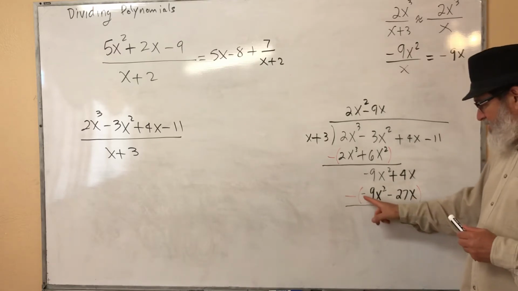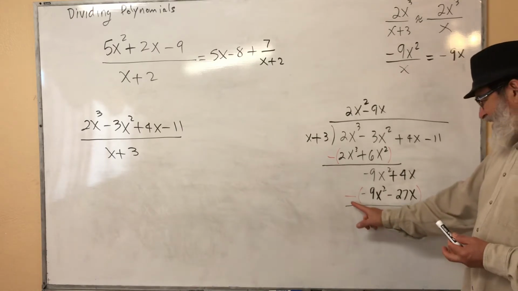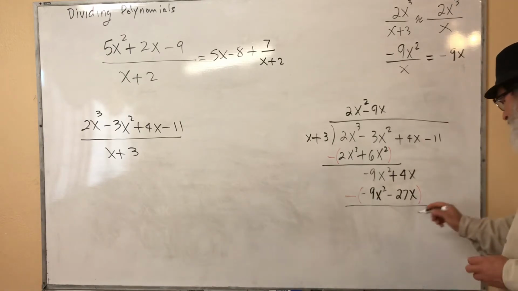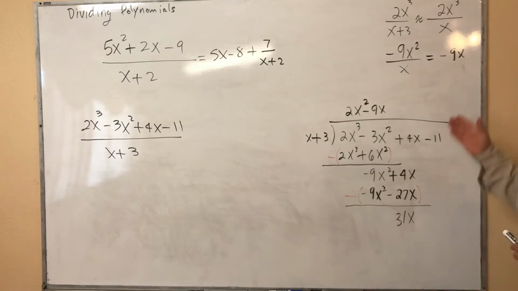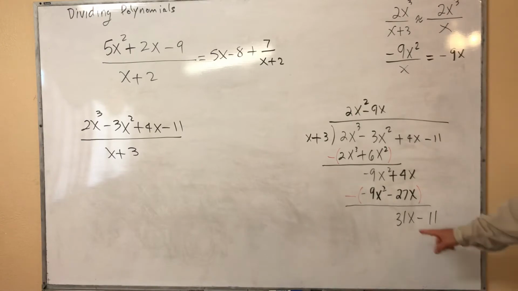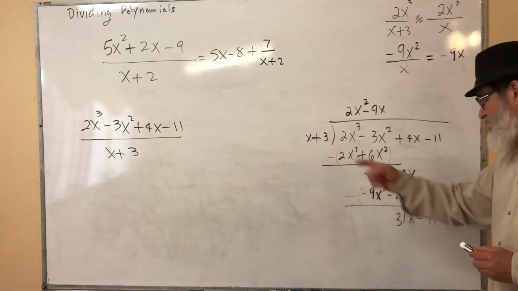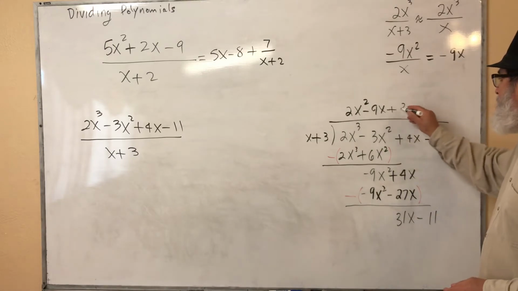This negative times this negative makes it positive. When you add, you get 0. This negative times this negative makes it positive. When you add, what do you get? 31x. Bring down, minus 11. Now what? Do it again. What's 31x divided by x? The x cancels, look. 31x divided by x is plus 31.